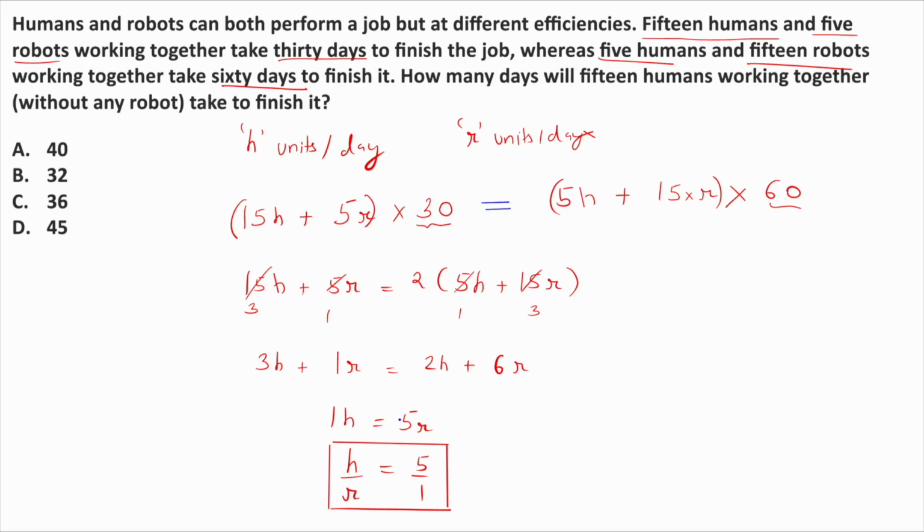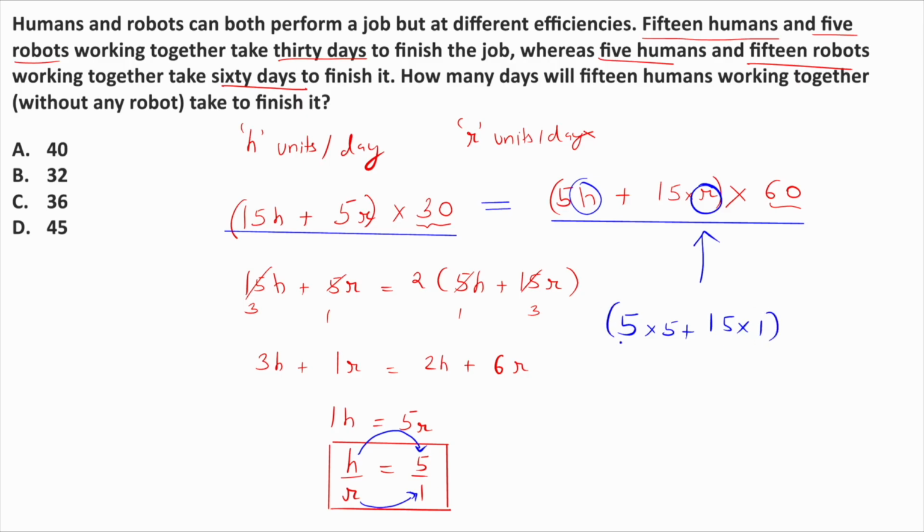Now, for all practical purposes, to solve this question further, let's suppose h is 5 and r is 1. The first step is we substitute these values of h and r in either this part of the expression or this part to get the work done. For simplicity, I'm selecting this part now. The total work is 5 into h. So in place of h, I will put the value 5. 5 into 5 plus 15 into r. In place of r, I'm going to put the value 1. So 5 into 5 plus 15 into 1, into 60. This is the total work done by 5 humans and 15 robots in 60 days. So this will become 5 5s are 25 plus 15, 40 multiplied by 60. This is the total work done. Let's leave it as it is, will help us in the calculations.